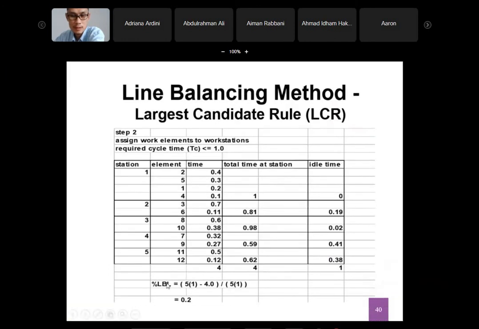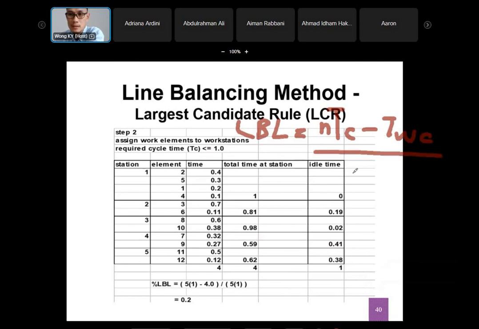So how to calculate line balancing loss? Okay, line balancing loss is equal to N multiplied with cycle time minus total work content, EWC. Total work content is the total time of all the work elements, and then divide back by N multiplied with cycle time.